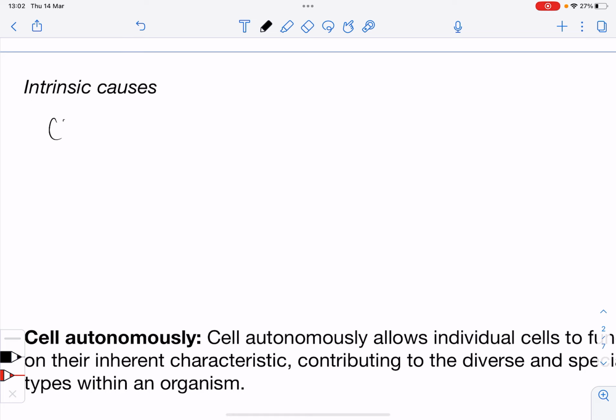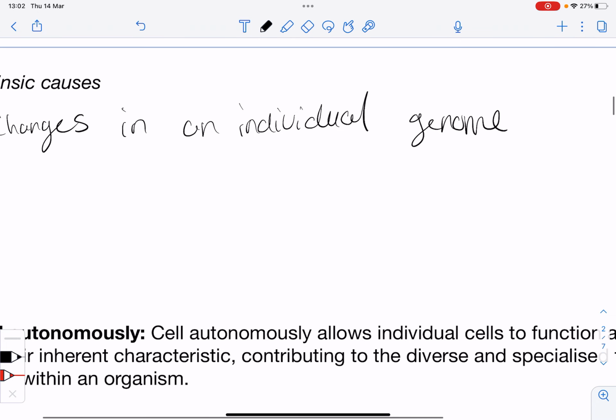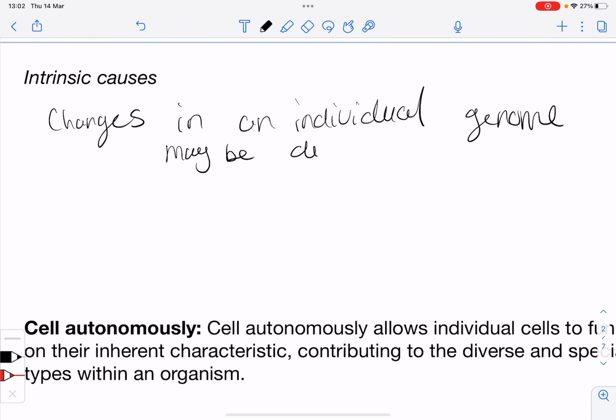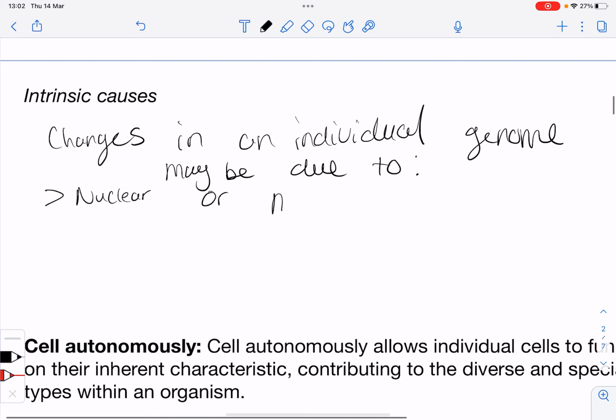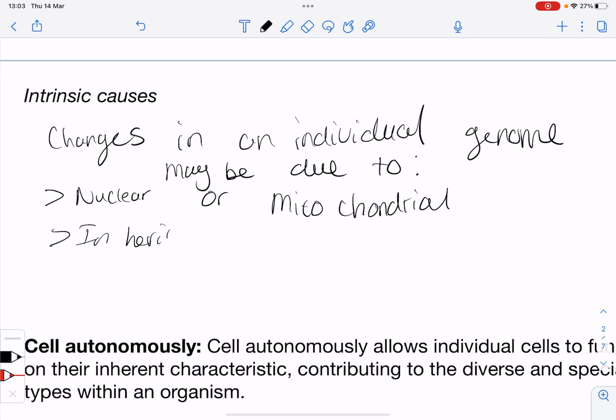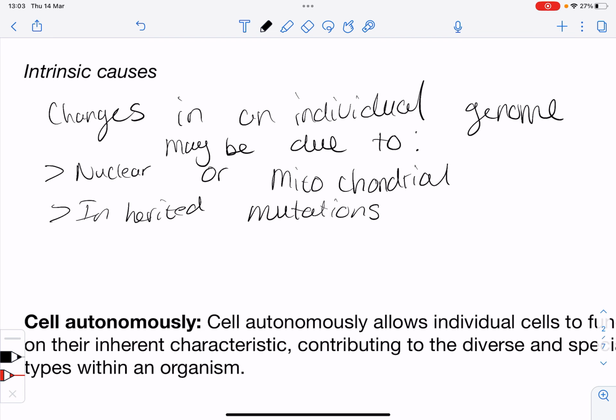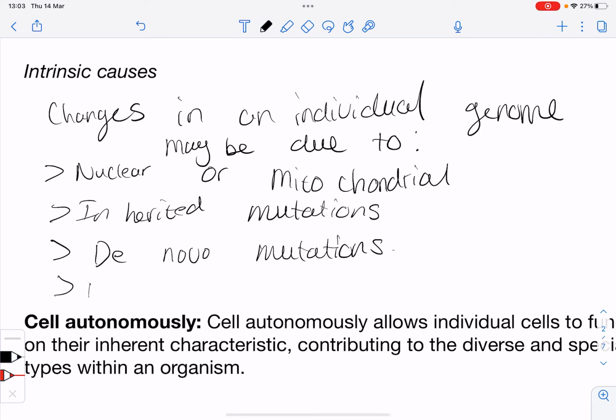So, changes in an individual's genome. And this may be due to nuclear or mitochondrial, because nuclear or mitochondrial DNA can be found from within, inherited mutations, which will be covered in future genomics videos, pedigree, de novo mutations, and epigenetic modifications.